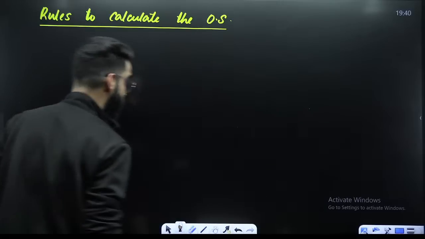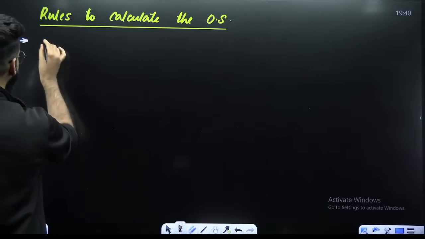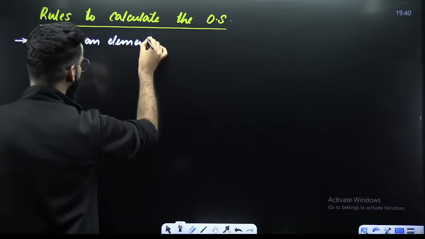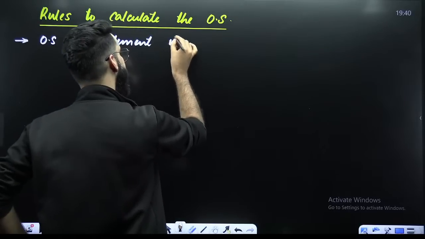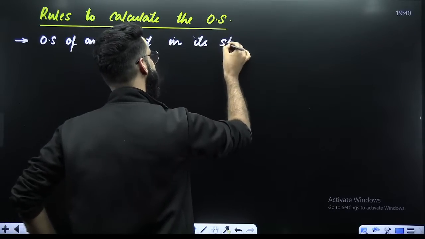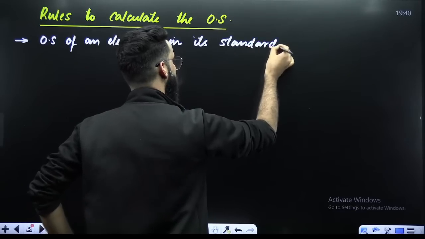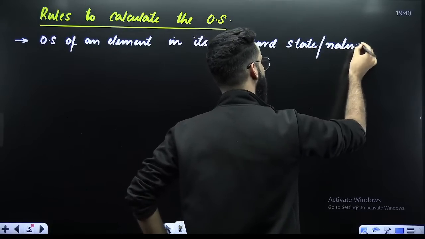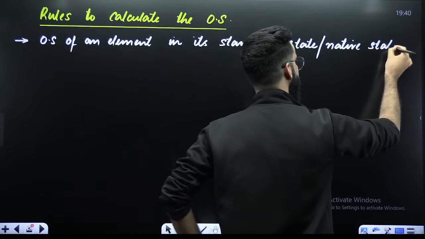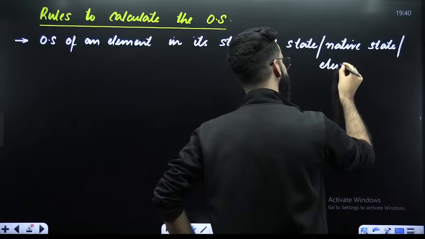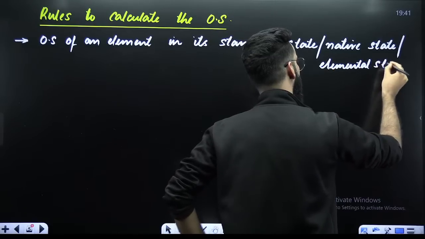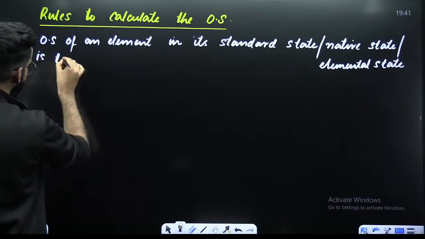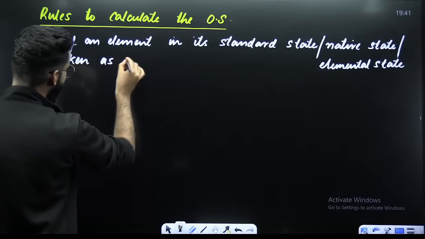My dear students, the first rule which you need to know, what is that? Let me write that. Oxidation state of an element in its standard state or native state or the elemental state is taken as zero.